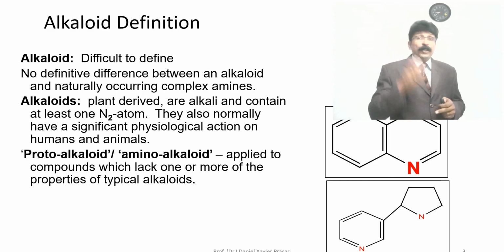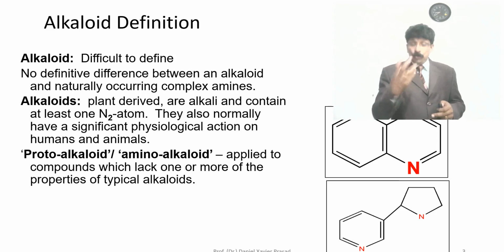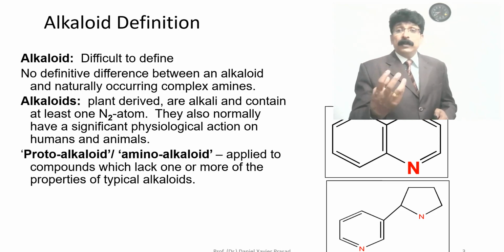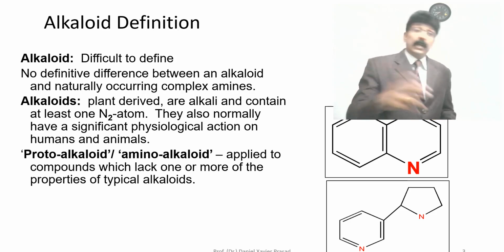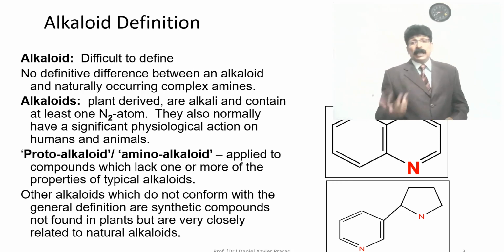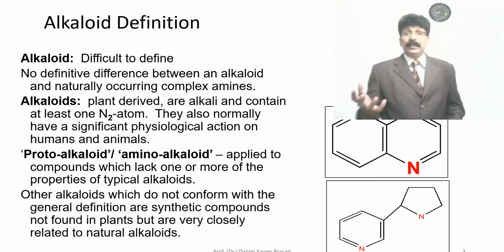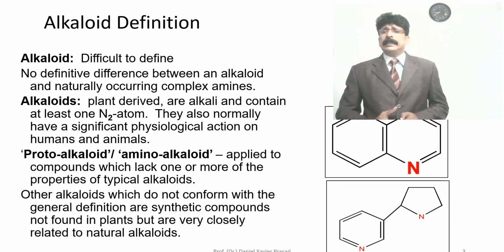So, amino alkaloids: why are they called amino alkaloids? They have nitrogen. Nitrogen is the base, which is usually present in an amino acid. Compounds which lack one or more of the properties of alkaloids are called proto-alkaloids or amino-alkaloids. Other alkaloids which do not conform with the general definition are synthetic compounds not found in the plant, but they are closely related to natural alkaloids. There are many synthetic alkaloidal products also available.